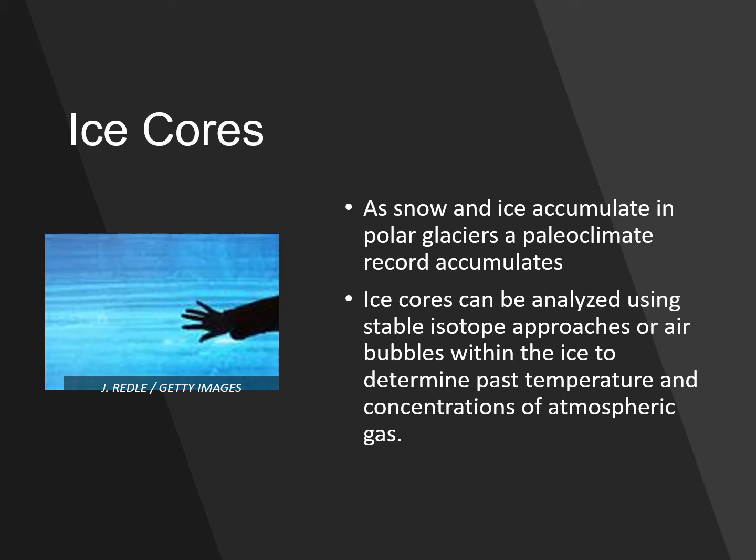The water in the snow and in the ice contains oxygen and hydrogen. Both oxygen and hydrogen have isotopes, and the ratio of these isotopes tells us about global temperature.